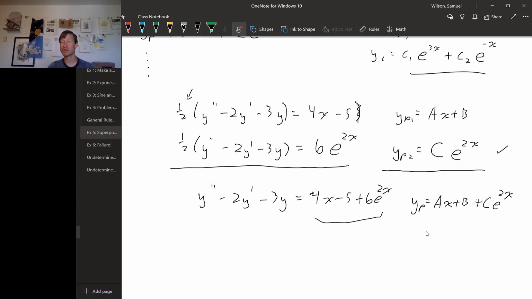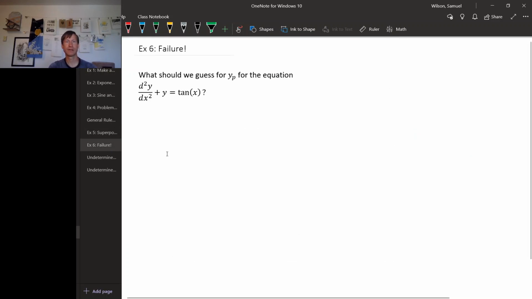So either way you want to look at it, if your inhomogeneous term is a sum, then you just make your individual guesses and add them together. This is essentially an extension of the principle of superposition for non-homogeneous equations. All right, let's look at one more example of undetermined coefficients. So for this example, the right-hand side is tangent x. Let's see what we should guess for a particular solution.